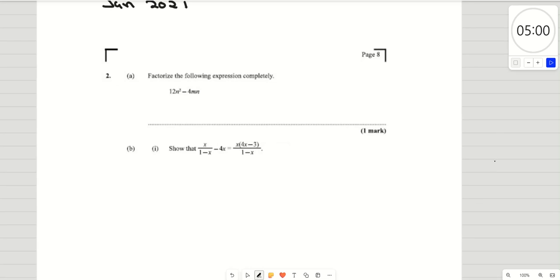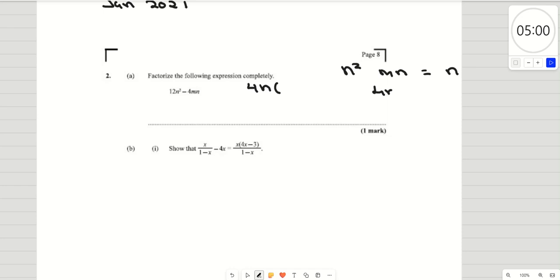So the first thing we're going to do, especially when you have factorization like this, is look at the numbers. Does 12 and 4 have anything in common? Or what number could go into 12 and 4? We know 4. Then you're going to look at the letters. That's n squared and mn. What do they have in common? They have n in common, right? So it's going to be 4n multiply, open bracket.